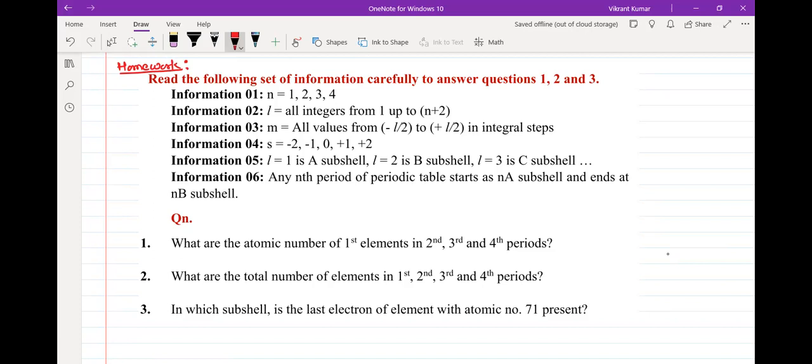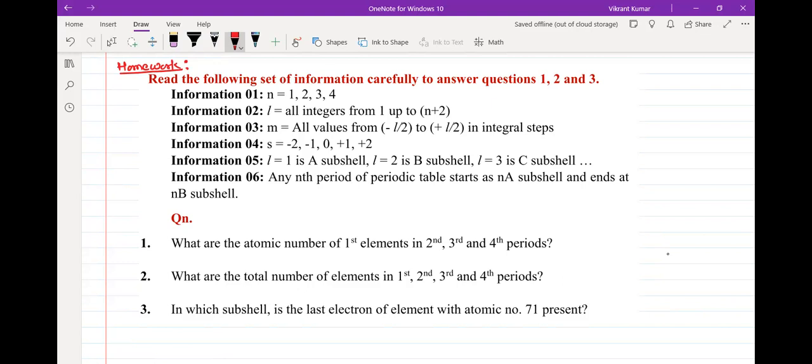बट l के लिए वी वर गेटिंग ओनली 0 to n-1 वैल्यूज, है ना? दोज वर द वैलिड वैल्यूज. दिस टाइम वी हैव गॉट अ डिफरेंट डेफिनेशन, है ना? जैसे n इक्वल्स 1 है ना, तो अभी l का वैल्यू पहले सिर्फ 0 होता था. लाइक 1 में सिर्फ s क्यों आता था? बिकॉज l का वैल्यू सिर्फ 0 वाज पॉसिबल वैल्यू, है ना? दिस टाइम इट सेज it is all the integers from 1 up to n plus 2.